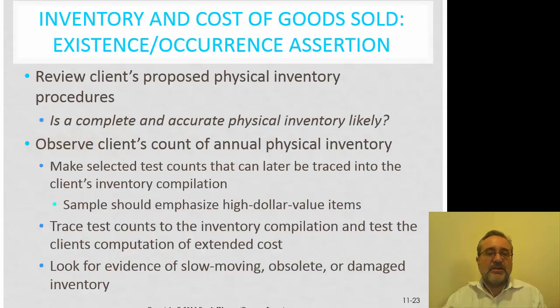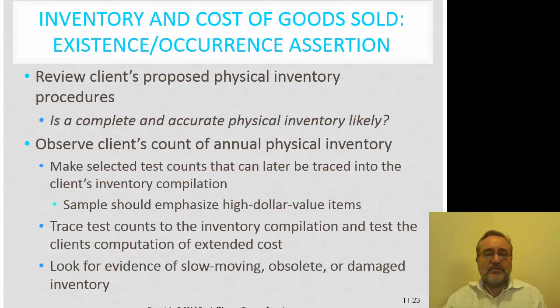We are making test selections that can later be traced into the client's inventory compilation. We should emphasize high dollar volume items, trace the counts to the inventory compilation, and test the client computations of extended pricing, and look for evidence of slow-moving, obsolete, or damaged inventory.